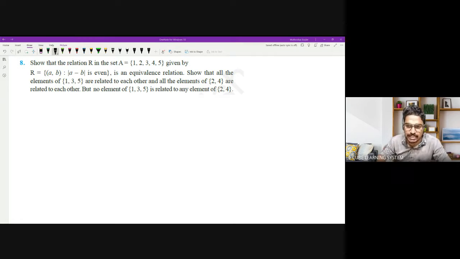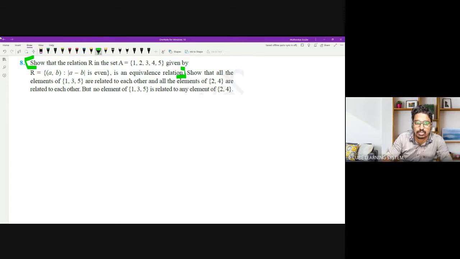First, we should show that the relation is an equivalence relation. That's the first part. In the first part, we should show that the relation is equivalence. From here up to here, we should show that the given relation is an equivalence relation.